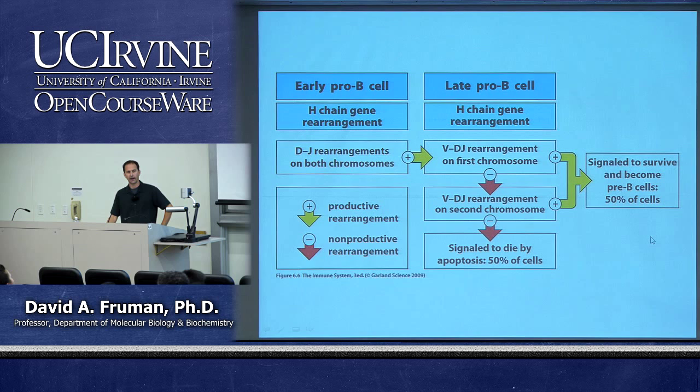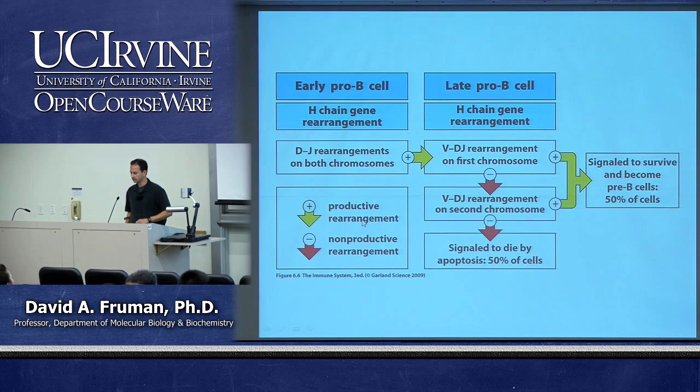But it doesn't always work, and if you have something called a non-productive rearrangement at both the heavy chain loci, both chromosomes, or if you can't productively rearrange the light chains, the B cell will die. So developing B cells are programmed to die by apoptosis if they cannot generate productive rearrangements that lead to an in-frame joining, leading to production of a protein on the surface of the cell.